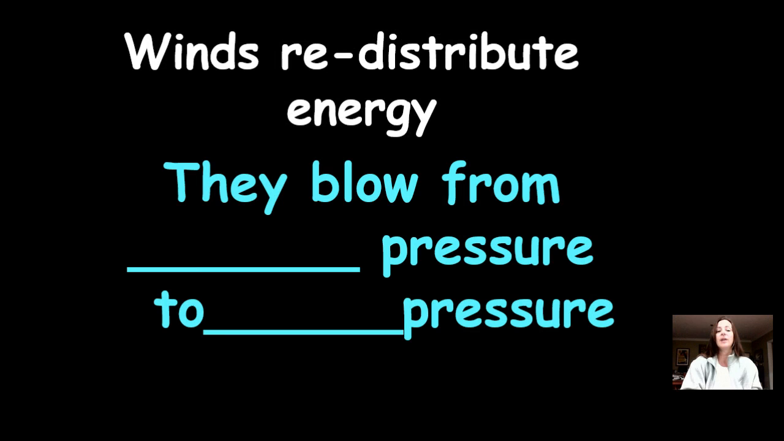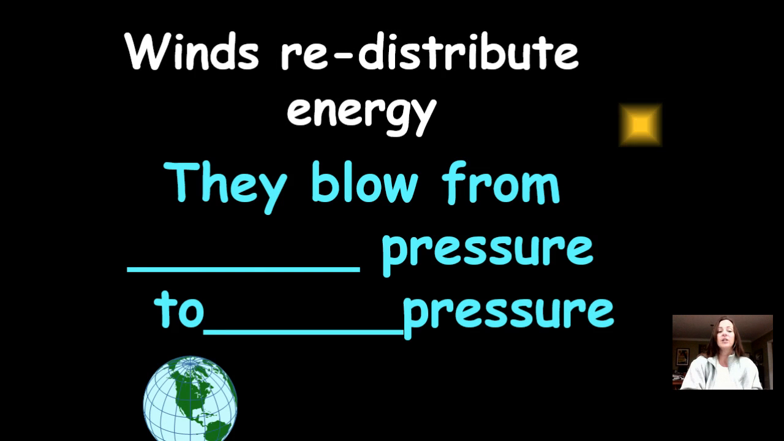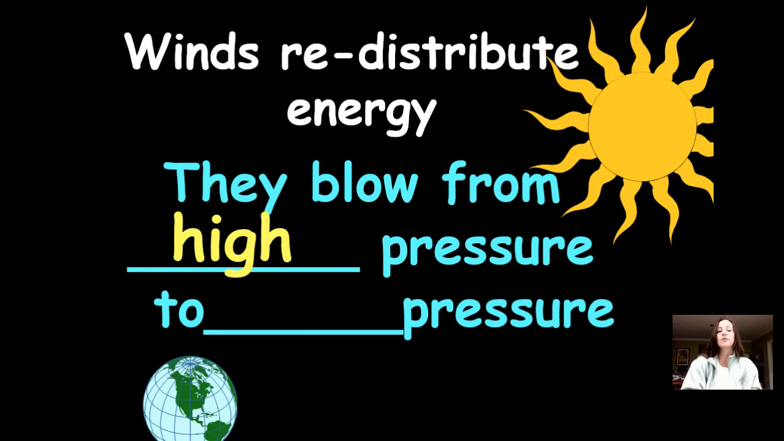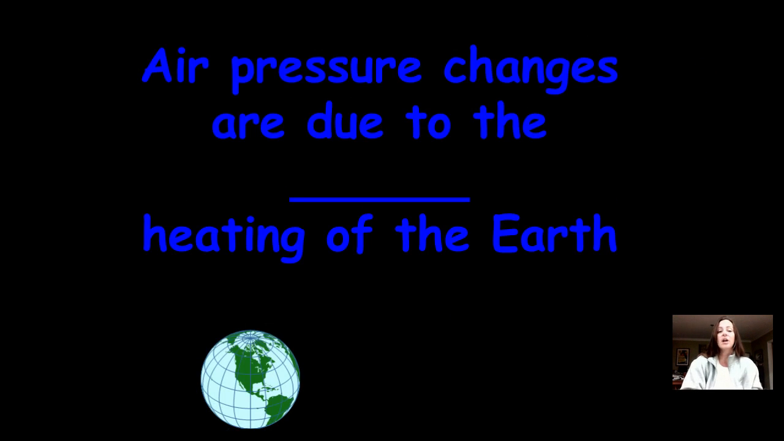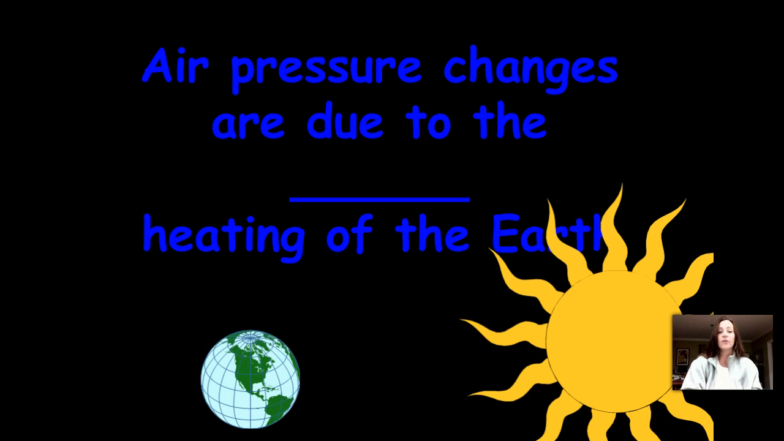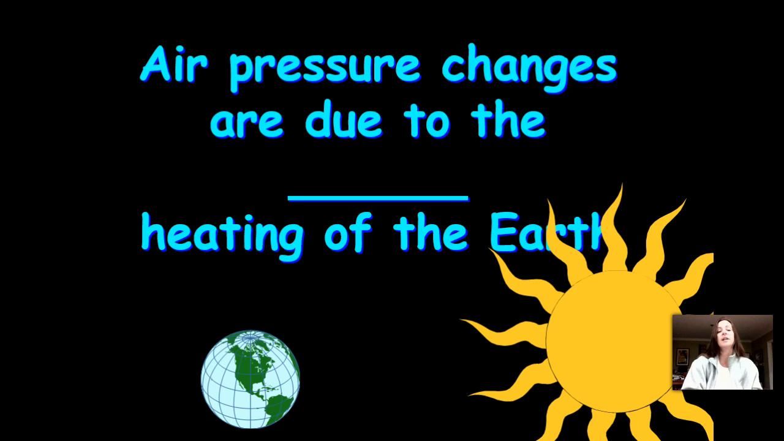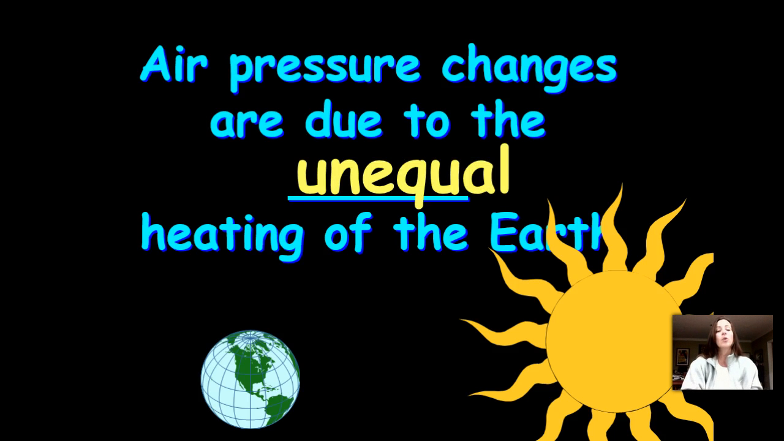Winds redistribute energy. They blow from regions of high pressure to regions of low pressure. So let's think about that again for a second, and let's talk about how that is created on Earth. Well, air pressure changes are due to unequal heating of Earth. We saw this in our last slide, right?